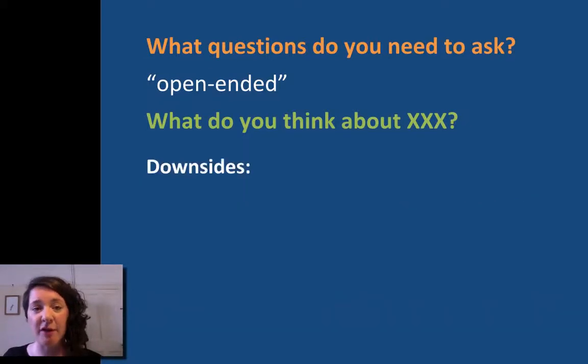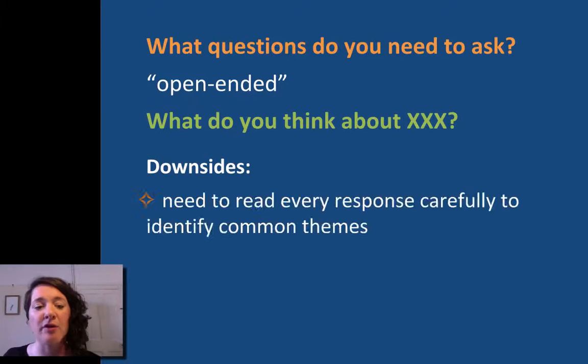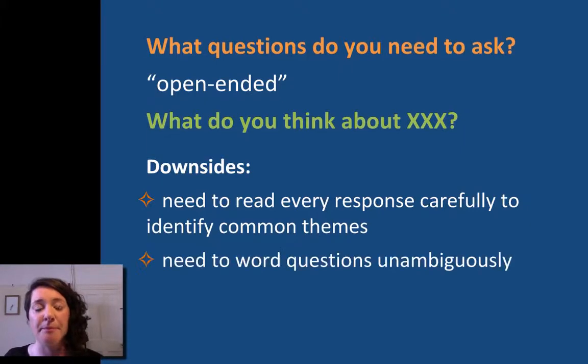There are some downsides to this open-ended type of question, and they are really that you need to read every response carefully to identify different common themes as they come up. So if you're surveying 50 different people, you're going to have to read carefully those 50 different responses to try and tease out the information and identify common themes that crop up. You also need to be very careful about how you word your questions so that they're unambiguous and that they can't be mistaken for one thing or another.